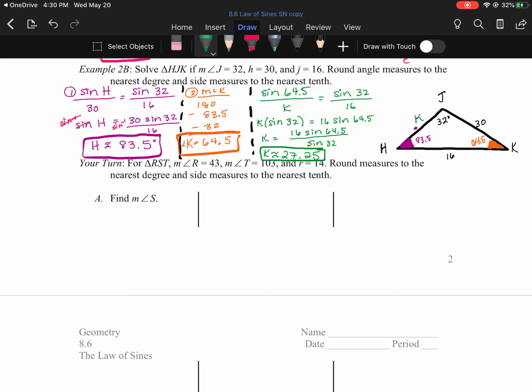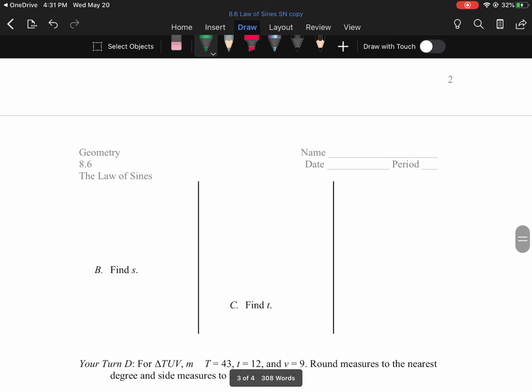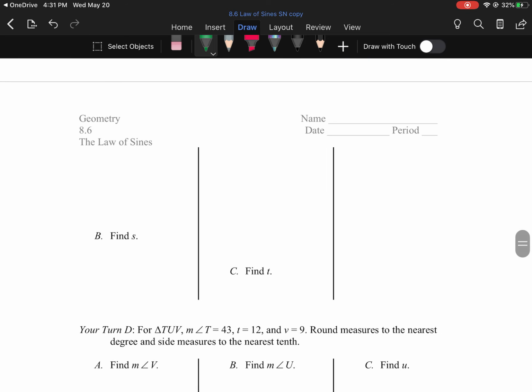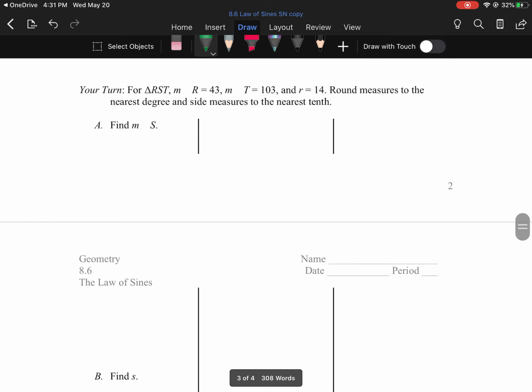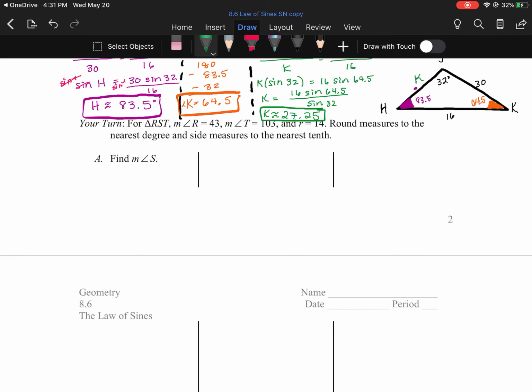All right, so take a moment, try the your turns. I think for the your turn, sorry, it looks like the formatting here got a little messed up. But A, you could just do all the work there if you want. B is asking you to find S, and C is asking you to find T. So take a moment, do those. I'm only going to be putting the answers down for these next two to save time because these notes are a little bit lengthy today. So go ahead, work on those, and then come back and check your work.